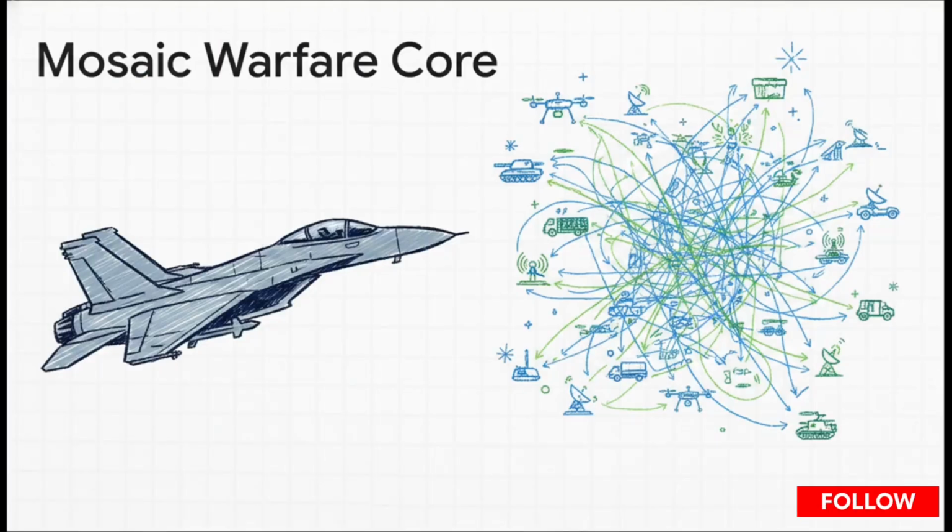For decades, we've relied on massive, monolithic platforms. Picture an exquisite multi-million-dollar fighter jet that takes 20 years to build. If that gets shot down, it's a devastating loss, right? Mosaic Warfare throws that entire playbook out the window.